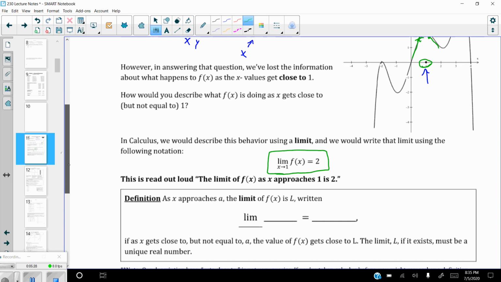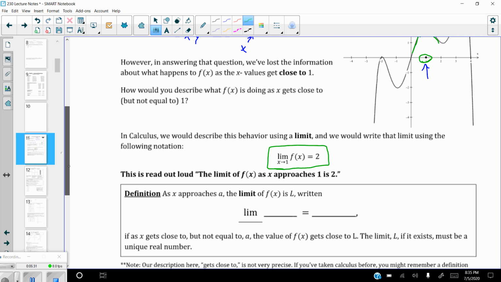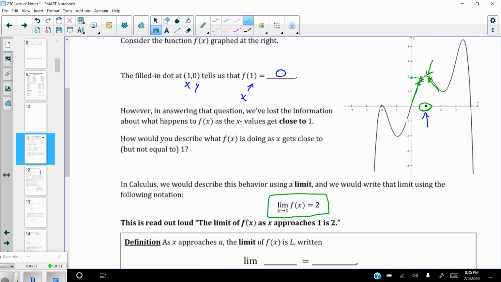So the definition, as x approaches a, that's just any value on the graph. So we're going to write that in here as x, whoops, sorry about that.